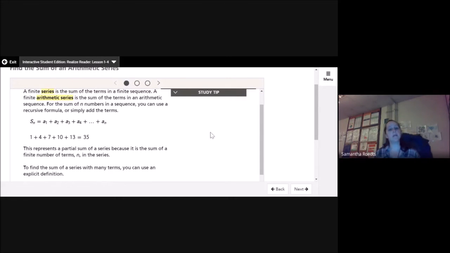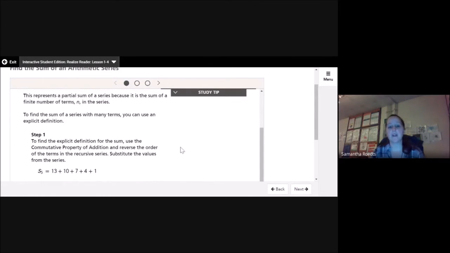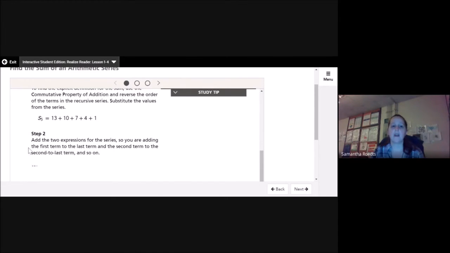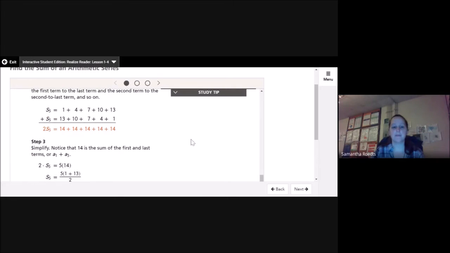This represents a partial sum of a series because it is the sum of a finite number of terms, n, in the series. To find the sum of a series with many terms, you can use an explicit definition. So to find the explicit definition for the sum, use the commutative property of addition and reverse the order of the terms in the recursive series. Substitute the values from the series. Step 2. Add the two expressions for the series, so you are adding the first term to the last term and the second term to the second to the last term, and so on. So 1 plus 13, so you can see that they're all equal to 14.